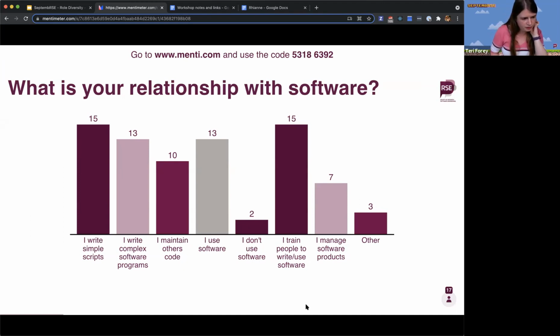Review software and provide feedback to others on its quality. Yeah, that's a good one. We didn't put that.